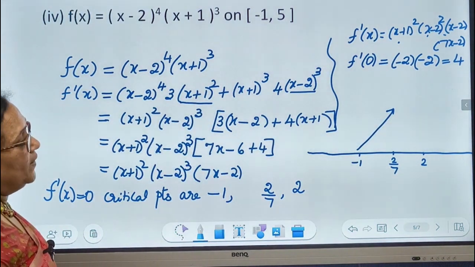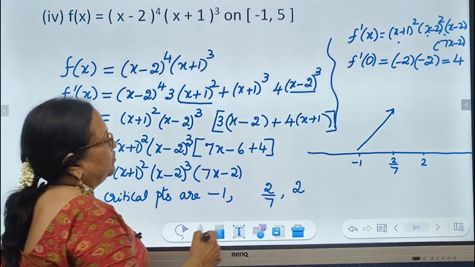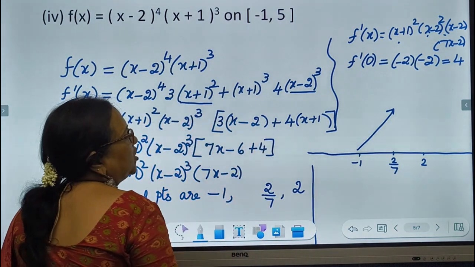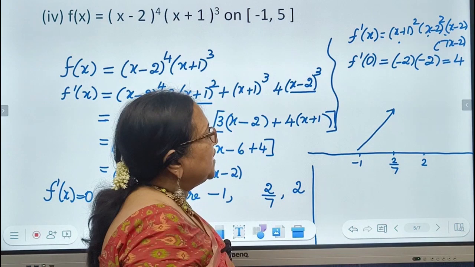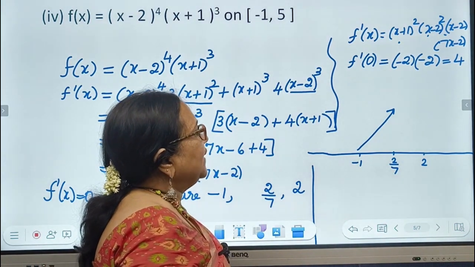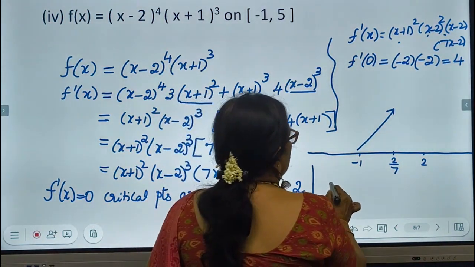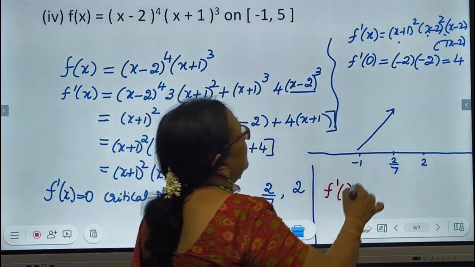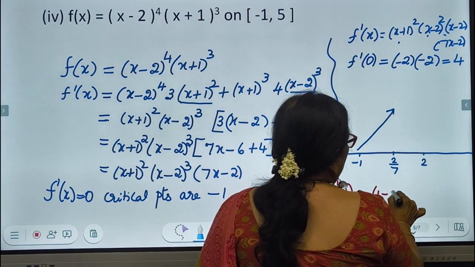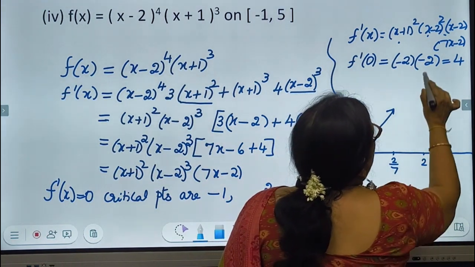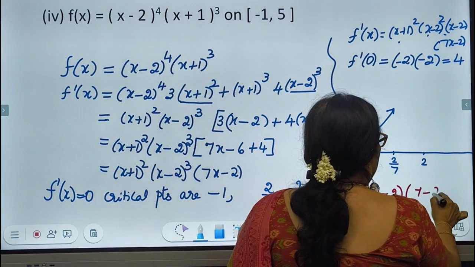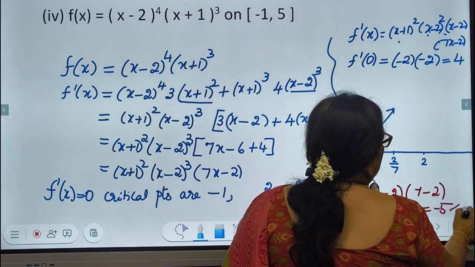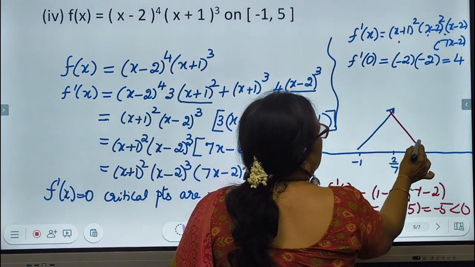What happens between 2/7 to 2? So I have to choose a value between 2/7 to 2. Now, can I choose 1? So let us see what happens to f'(1). f'(1) will be (1-2) into (7-2), -1 into 5, which is -5, which is less than 0. So the function is decreasing.